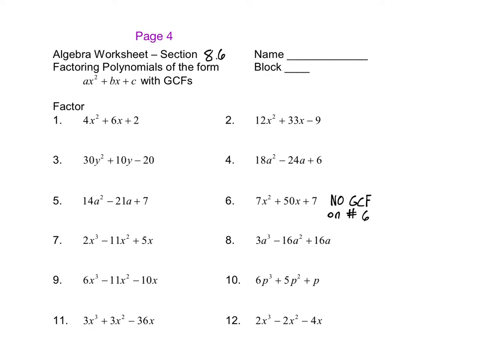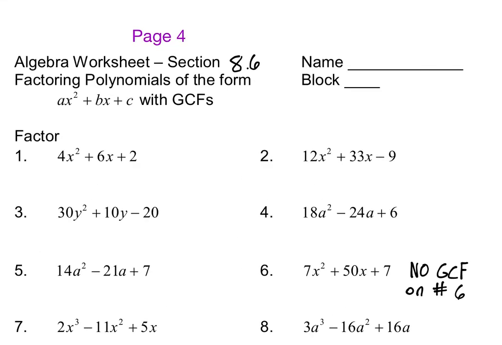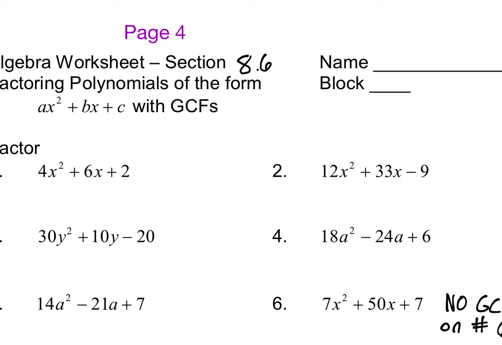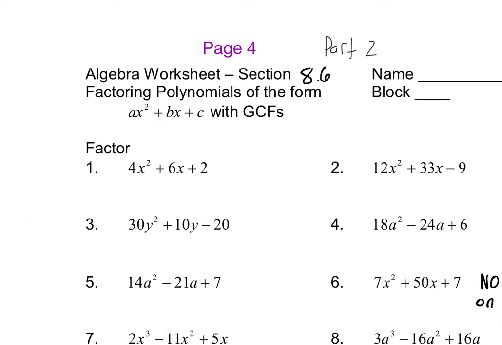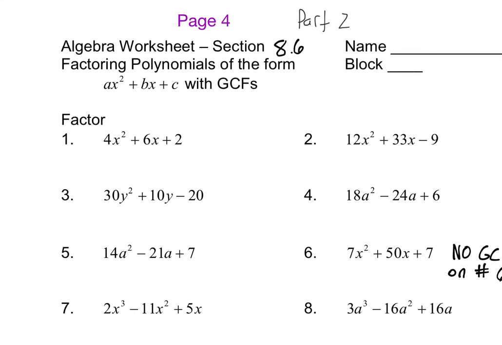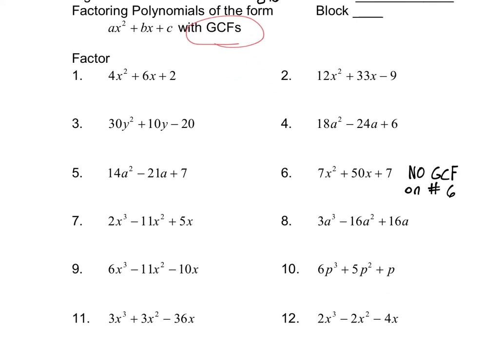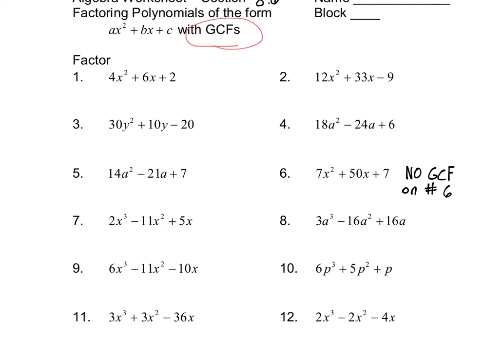All right, so here we're going to continue on page 4, which is 8.6, part 2. But you can see here that it's got the greatest common factors. It says that right here, which means on all of these, before we go into our box method, you will be looking for a greatest common factor, except number 6. I forgot to put one on that one.